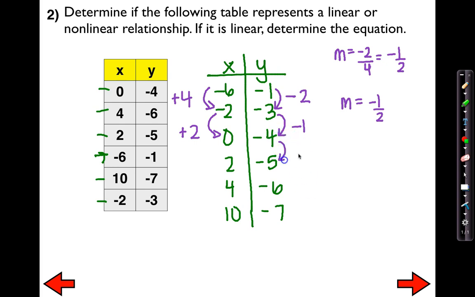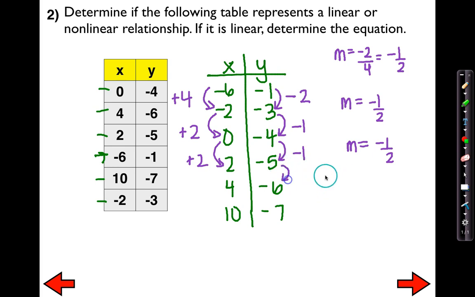From -4 to -5, that's -1. From 0 to 2, that is +2. So the rate of change, aka slope, is once again just -0.5. So right now everything's looking good. I'm going to continue to check.